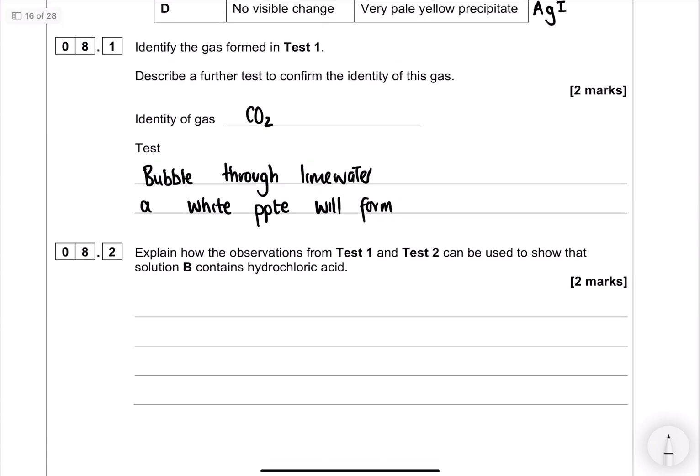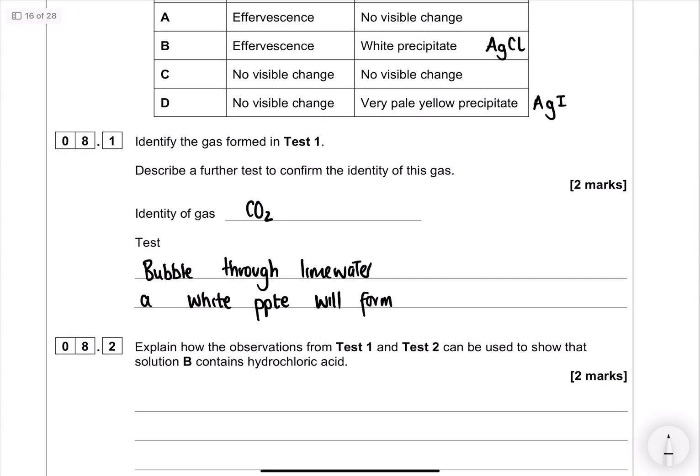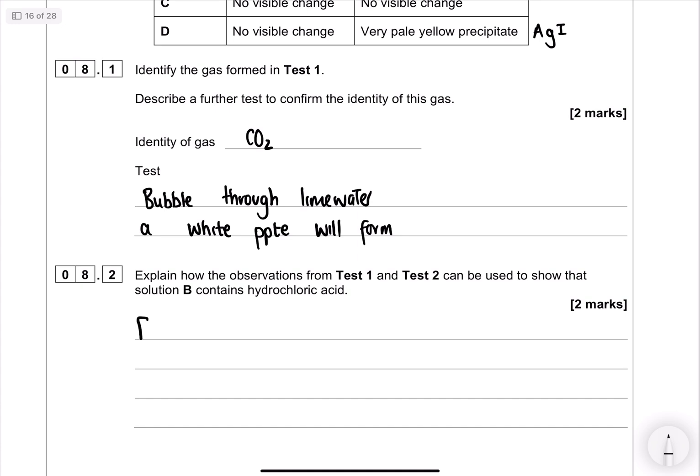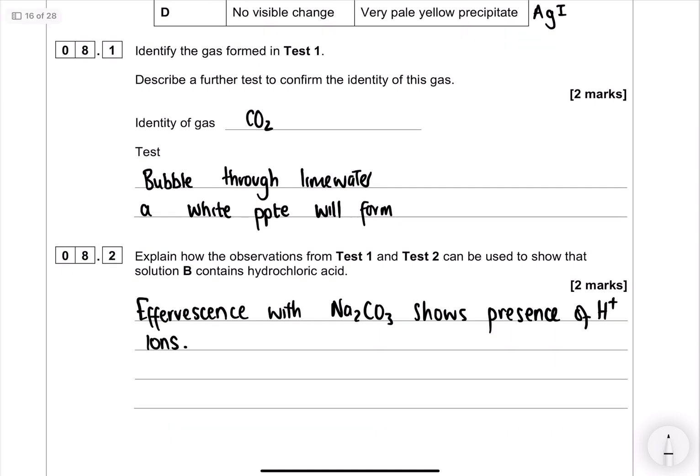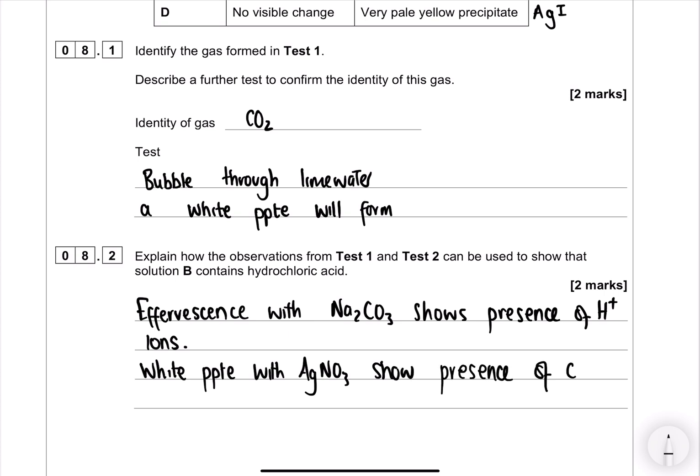Explain how the observations for test 1 and test 2 can be used to show that solution B contains hydrochloric acid. So effervescence with Na2CO3 shows presence of H+ ions. And then our white precipitate with AgNO3 shows presence of Cl- ions. Hence we're getting HCl.